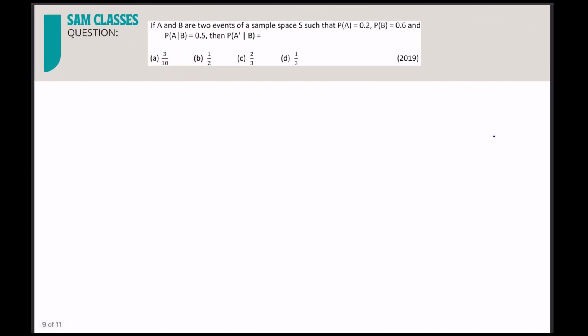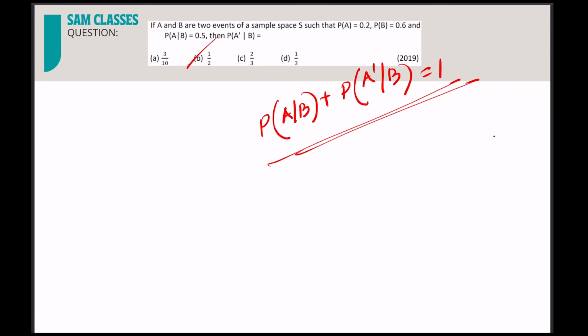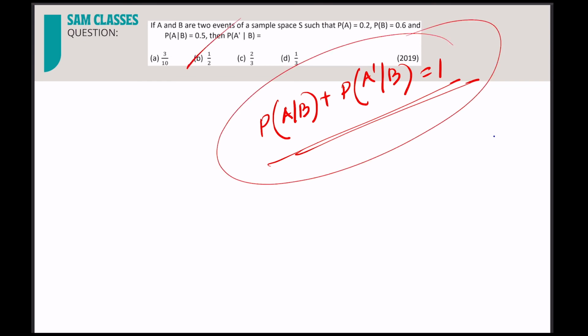A and B are two events. Now here you need to understand one very important formula. You can use this formula and solve any question of this type. Probability of A by B plus probability of A bar by B is always equal to 1. The moment you know this, directly you'll put the answer half. So this formula, mug it up, keep it in your mind.